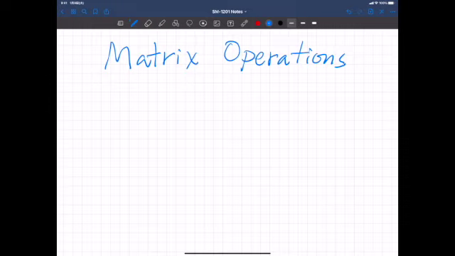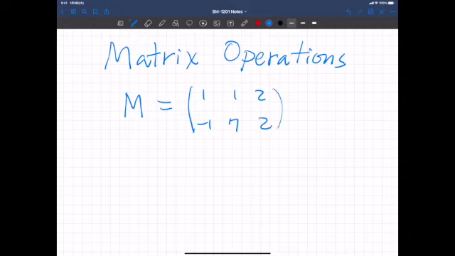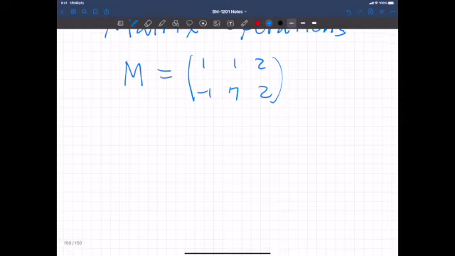Right, now we move on to matrices. But first of all, we need to fix some conventions. Suppose we have a matrix M, such as, let's see, 1, 1, 2, negative 1, 7, 2. So this is just one example. We want to represent a matrix such as this in a more abstract form.